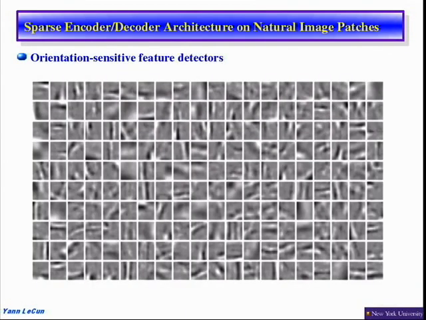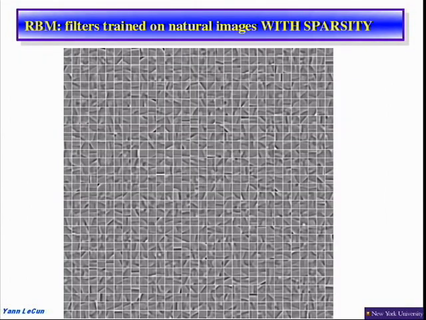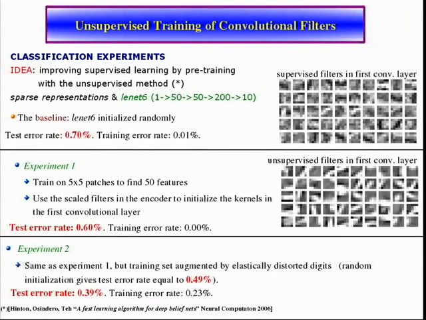If you train it on natural images, you get filters like this that look like edge detectors. And if you use this to train the filters of a convolutional net, the type of network that I showed you earlier with which I did face detection and object recognition, or handwriting recognition, we actually beat the record on the handwriting recognition benchmark called MNIST with 60,000 training samples.